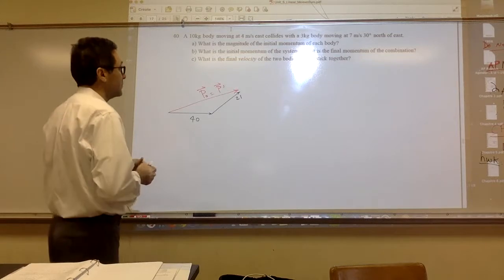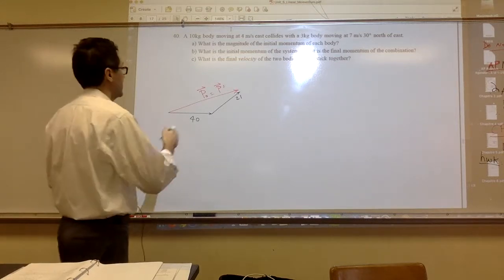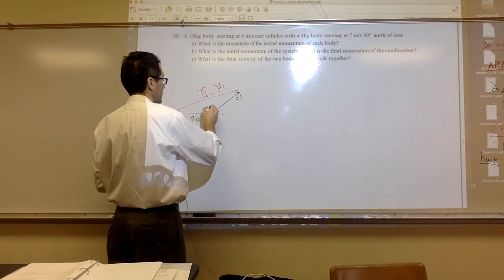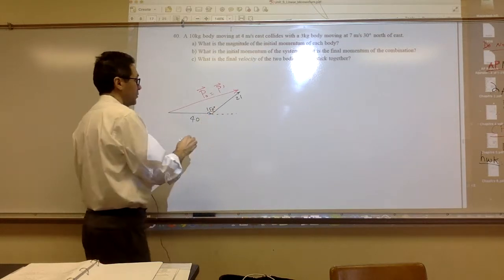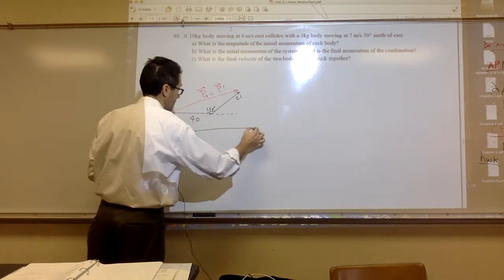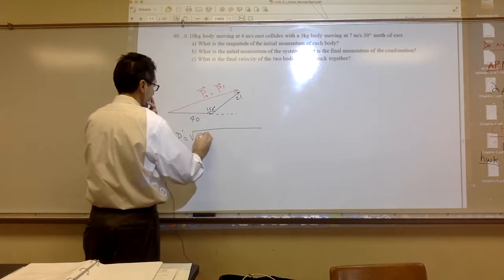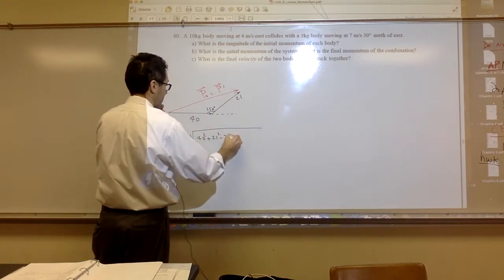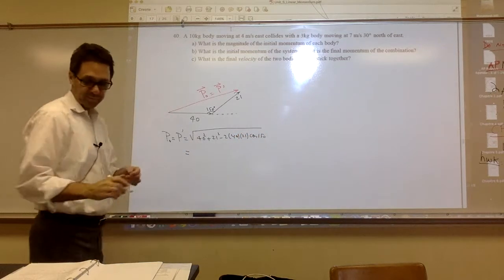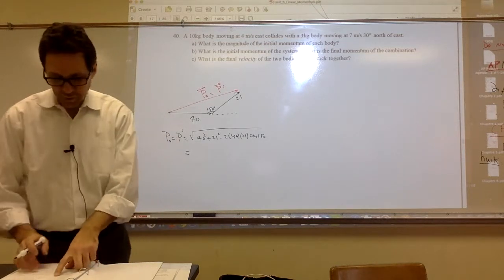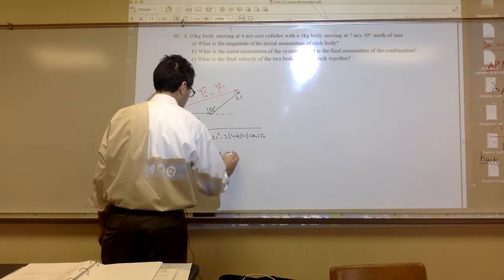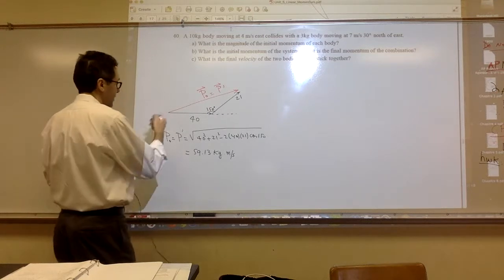Now here, we're going to do law of cosines. So I know that this angle here is 30 degrees, which leaves me with 150 here. Once I get that, I can say P initial or P final are the same, and that's equal to, using law of cosines, 40 squared plus 21 squared minus 2 times 40 times 21 cosine of 150, equals 59.13 kilograms meters per second.